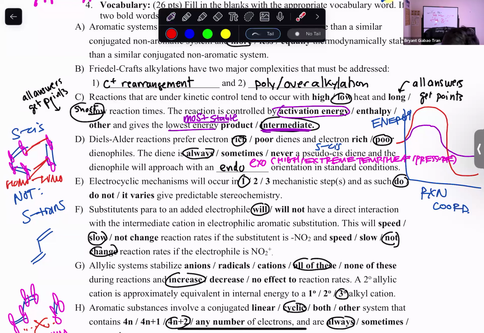A secondary allylic cation is approximately equivalent in internal energy to a tertiary alkyl cation. Okay. So what she's saying here is that this secondary allylic carbocation is approximately equal in stability with that tertiary carbocation that is not allylic, right? And the reason why is because this secondary allylic position can do resonance, and resonance increases the stability, right? So here's a chart that might help you guys out.